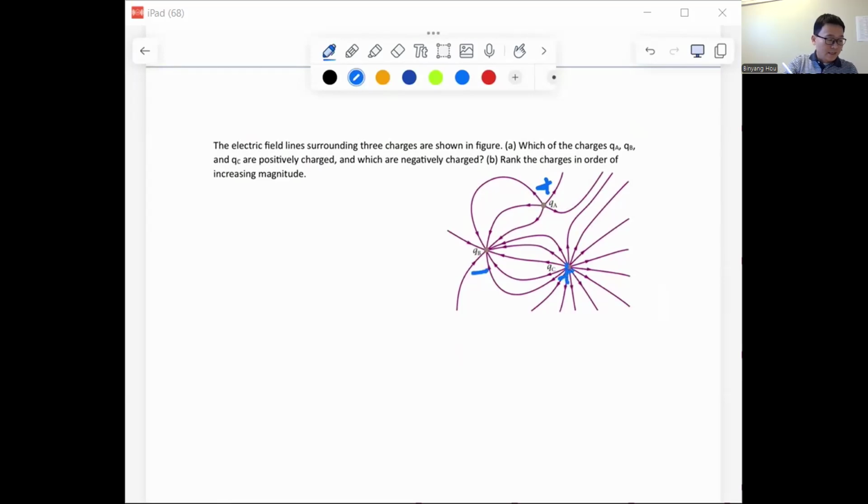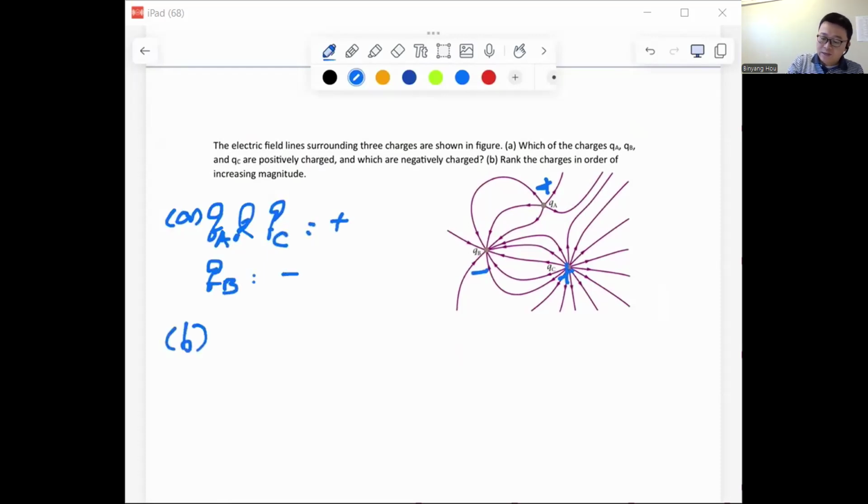So we can say, let's rewrite it. QA and QC, they are positive, right? And then QB, that is negative.